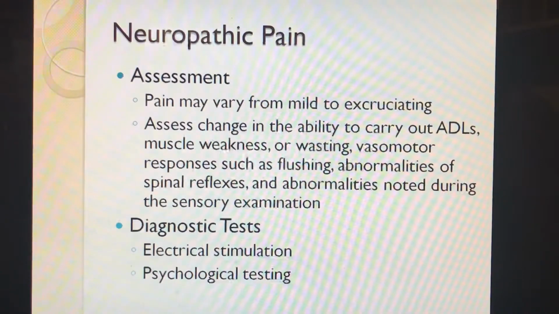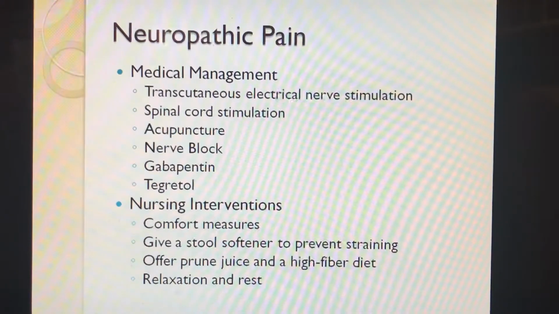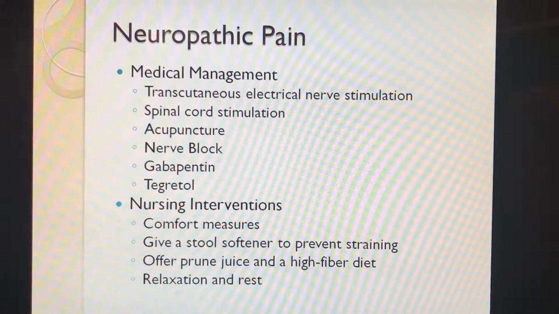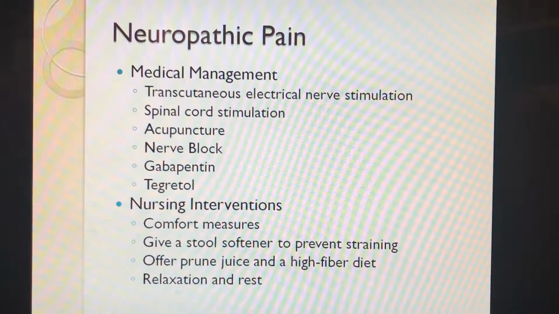So for your assessment, again, you want to assess their pain, assess their ability to carry out ADLs, any muscle weakness. You can do the electrical stimulation and psychological testing for your diagnostic test. Medical management, you have your TENS unit, spinal cord stimulation, acupuncture, nerve block. You can give gabapentin, that's going to help with the nerve pain. Tegretol. And for nursing interventions, you want to give comfort measures, give a stool softener to prevent straining, offer prune juice and a high fiber diet, and promote relaxation and rest.